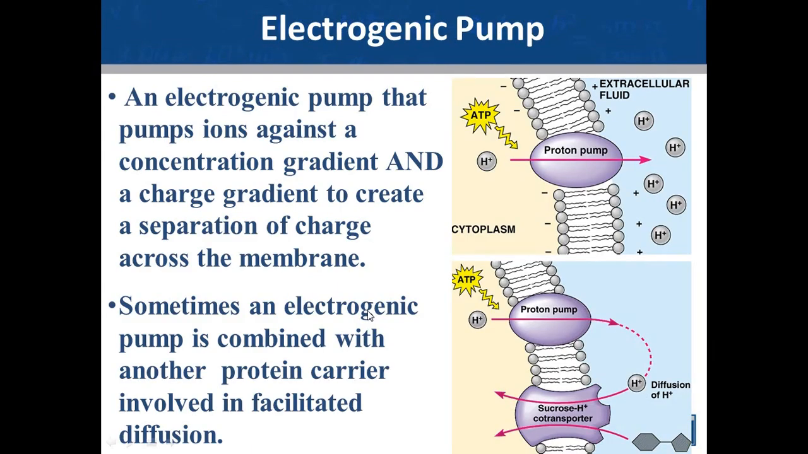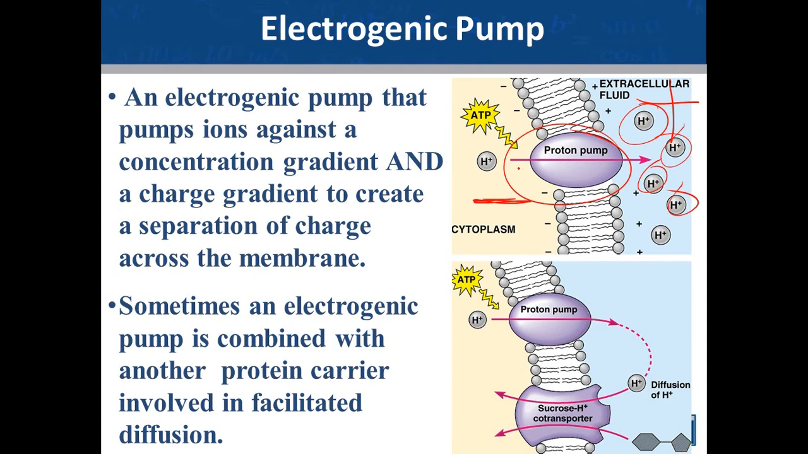An electrogenic pump is one that pumps ions against a concentration gradient, and in doing so it causes a charge gradient to be created and a separation of charge across the membrane, if you will. So here we have a proton pump that requires ATP. We're pumping out hydrogen ions so that this side of the membrane is becoming positive and this side is becoming negative.